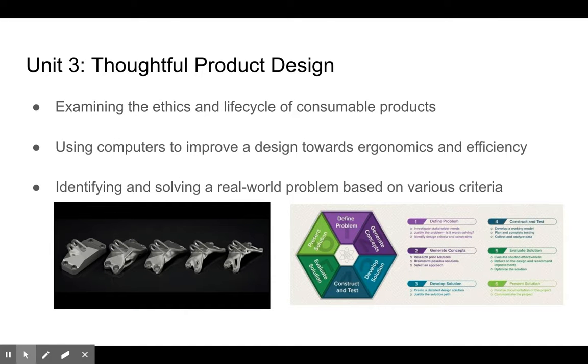Unit 3 is called thoughtful product design. We're looking at the ethics behind the life cycle of a product, comparing single-use items to long-term items and even lifelong items. And also, is it actually ethical to make a product that's intentionally going to fail after a specific time? We're also going to use generative design on computer designs, which will essentially make a much more efficient version of it that still performs relatively the same, such as the bracket in the bottom left corner of this screen. And with all the information we've learned up to this point, we're going to solve some real world problems.